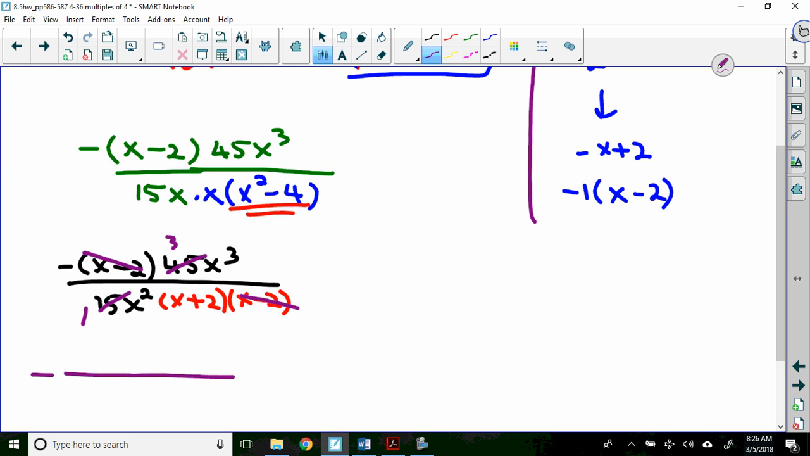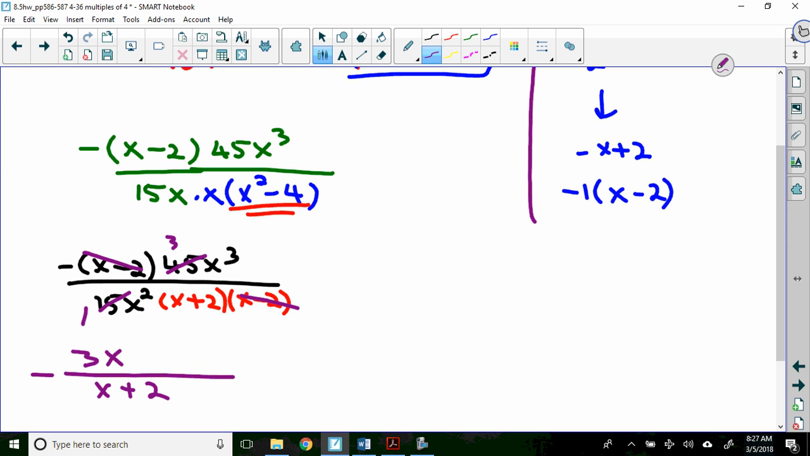We have xxx up top and xx in the bottom. So what are we going to end up with? How many x's and where? 1x in the top. Good. So we're going to have a 3 up top. We're going to have an x up top. What's left? x plus 2 in the bottom, and then that's it.